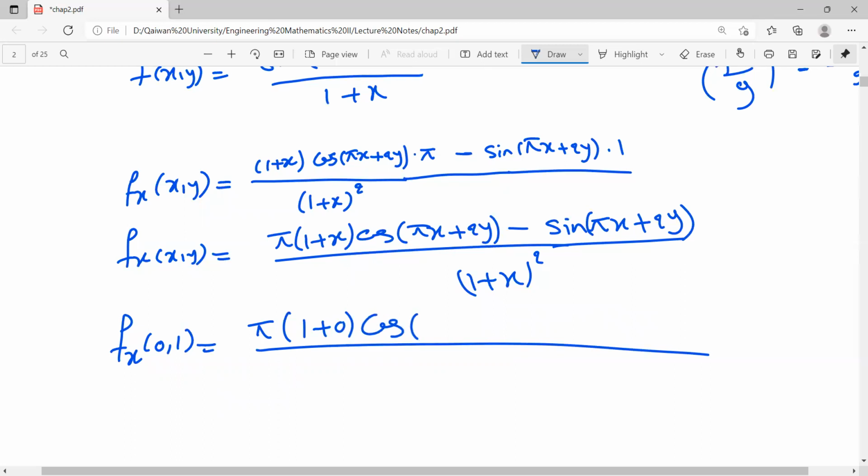Cosine of 2, is it? Because here we have 0 plus 2 times 1. Let me write it down. Cosine(0 plus 2 times 1), because pi times 0 is 0, minus sine(0 plus 2 times 1), all dividing by 1 squared, okay, (1 plus 0) squared.